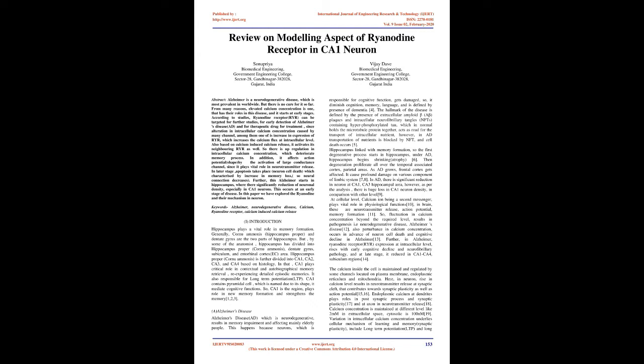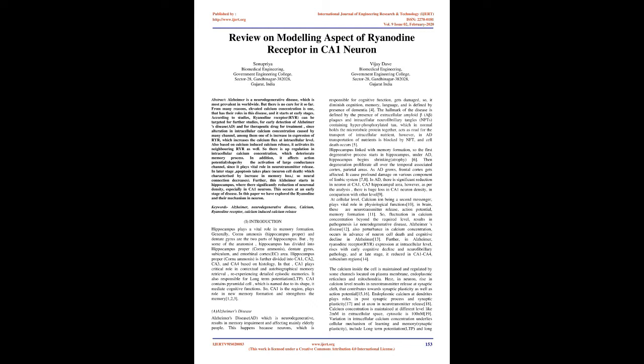In that, CA1 plays a critical role in contextual and autobiographical memory retrieval, re-experiencing detailed episodic memories. It is also responsible for long-term potentiation, LTP. CA1 contains pyramidal cells, which are named due to their shape. They mediate cognitive functions. So, CA1 is the region that plays a role in new memory formation and strengthens the memory 1, 2, 3.